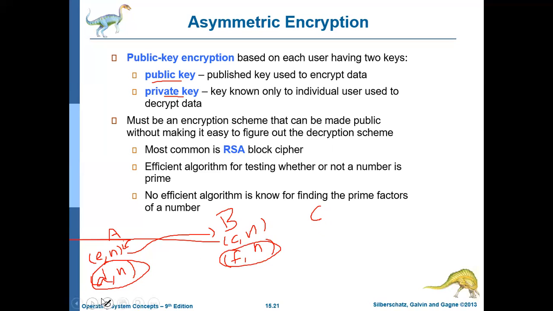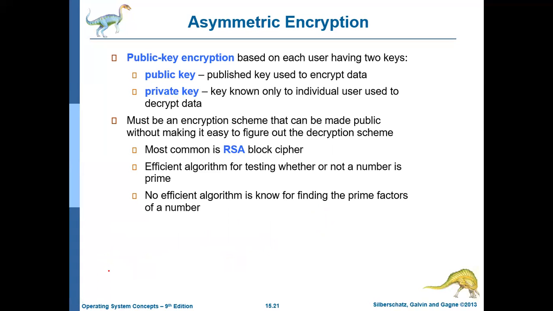Now, what should they do with the public and the private key? Say for example, if Alice wants to send some information to Bob, and Alice wants to ensure confidentiality. Confidentiality means only Bob can read the data. Nobody else should be able to read the data. That is called confidentiality.